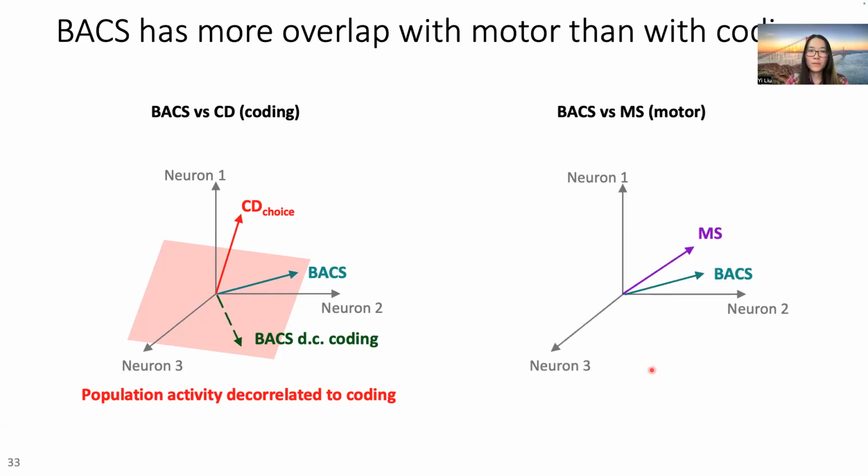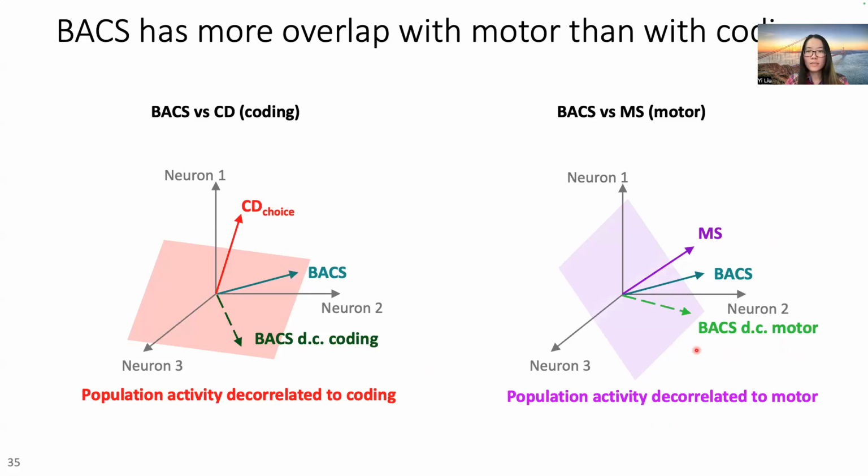Similarly, between BACS and motor subspace, we can also calculate the MS first, and then obtain the population activity decorrelated to motor, and then calculate BACS again, which we call BACS decorrelated to motor. So note that MS can include more than one axis. We actually scanned across the number of MS axes, and the conclusions hold the same. So in this talk, all the motor decorrelation process uses the first 5 axes in the motor subspace.